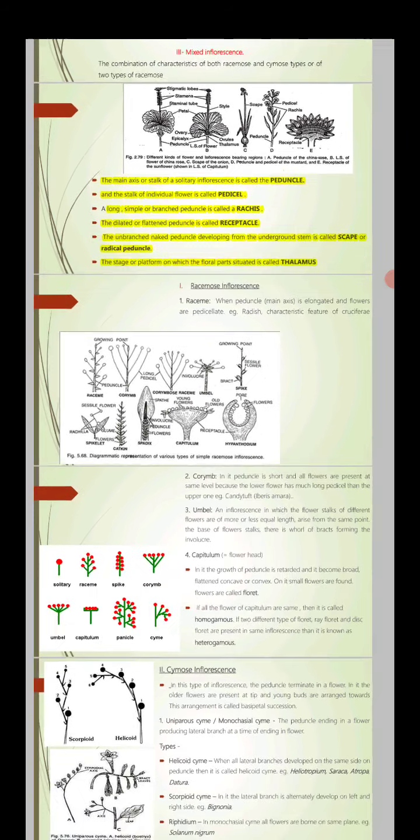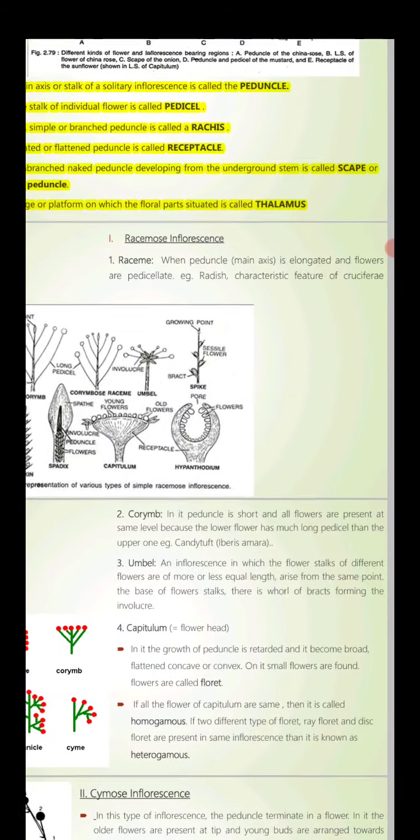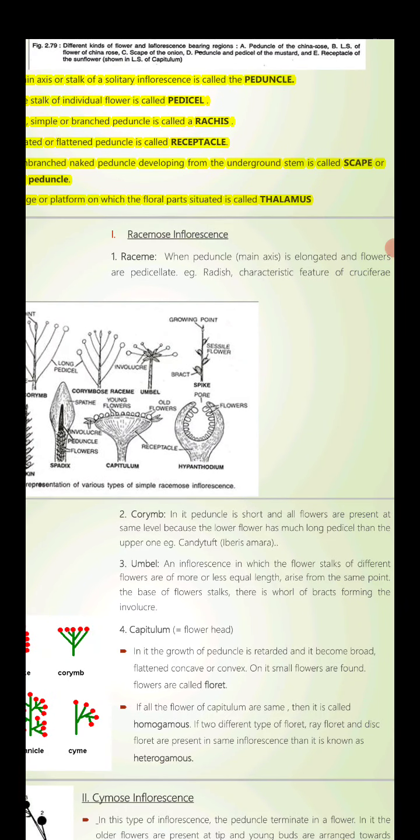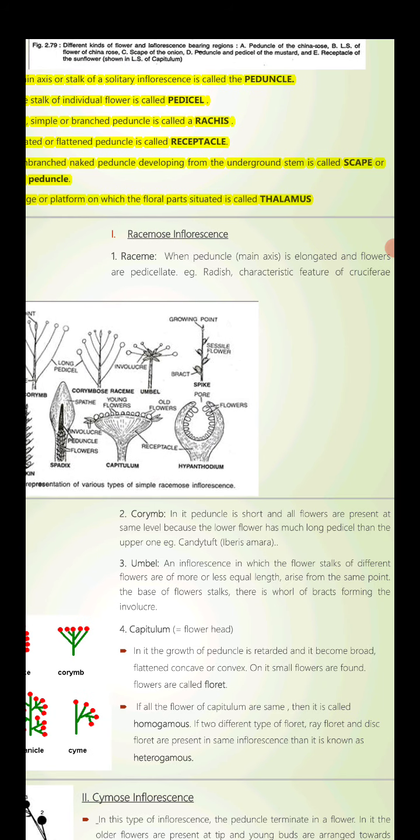So first one is the raceme. When the peduncle, the main axis, is elongated and flowers are pedicellate. Example, radish, a characteristic feature of the crucifers. Next one is the corymb. In it, the peduncle is short and all flowers are present at the same level, because the lower flower has a much longer pedicel than the upper one.